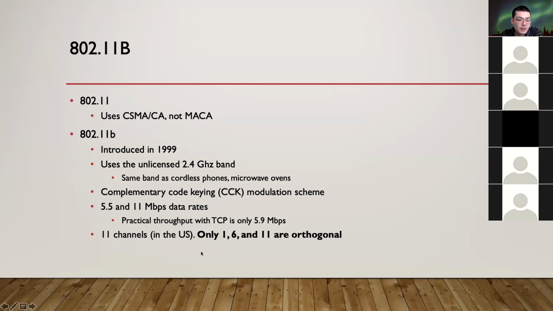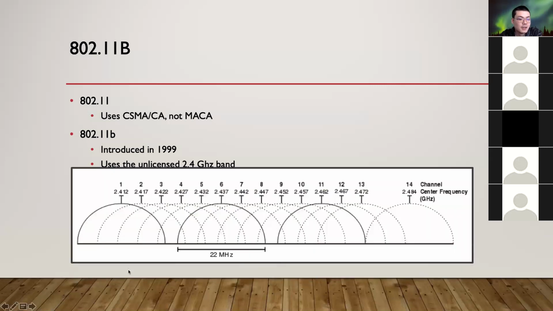Again, it has a bunch of channels. There are 11 channels that you can use, operating at different frequencies, okay? But unfortunately, there will be a lot of collisions if you use nearby channels. So it's recommended you only use 1, 6, 11. Here's an example. This is 1, this is 6, this is 11.